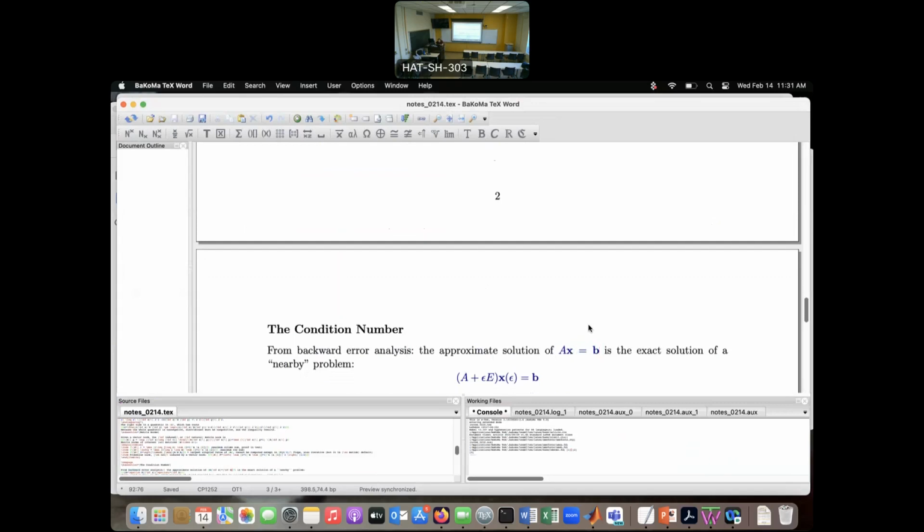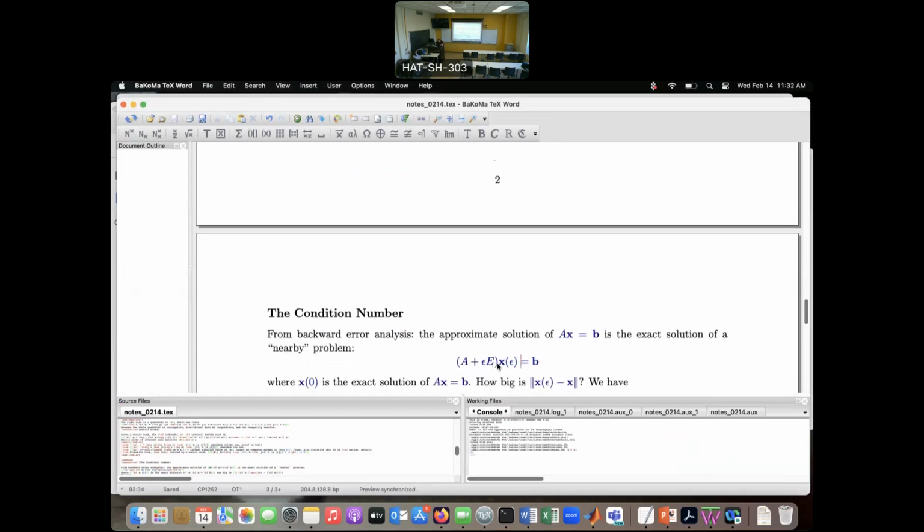Now, in backward error analysis, we assume that the computed solution to whatever our problem is happens to be the exact solution of what's called a nearby problem. Here, the matrix A is perturbed a little bit by some matrix epsilon times capital E. Because the problem has changed, naturally the solution has changed. We call the solution x of epsilon, because if epsilon is equal to 0, then we're back to solving Ax equals b. So x of 0 is the exact solution.